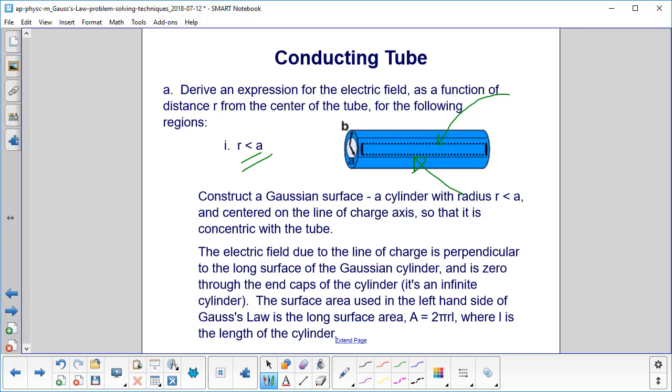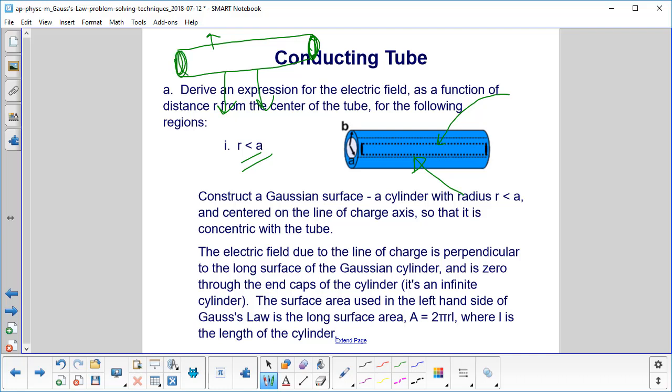The electric field due to the line of charge is perpendicular everywhere to the long surface of the Gaussian cylinder. So here's our Gaussian cylinder. What we're saying is the electric field is perpendicular at all points to that tube. It is zero through the end caps. Here are our end caps. The electric field is not passing through there at all.